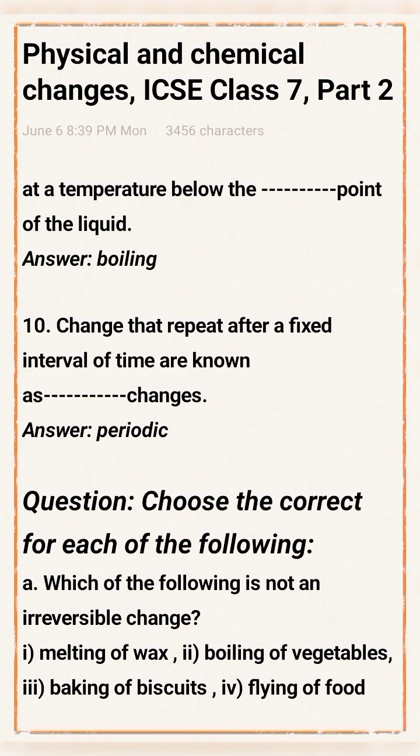Next question, question number 10. Changes that repeat after a fixed interval of time are known as dash changes. Answer: periodic. Okay. Next question pattern: choose the correct answer for each of the following.